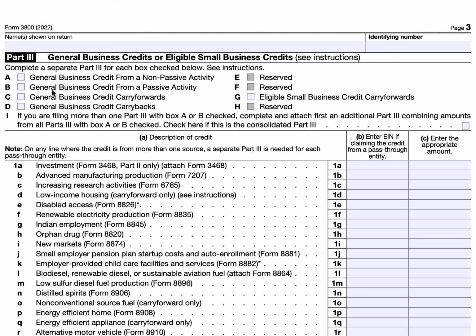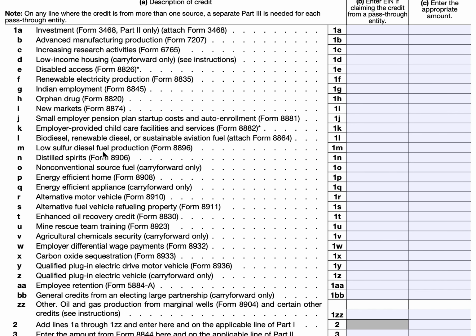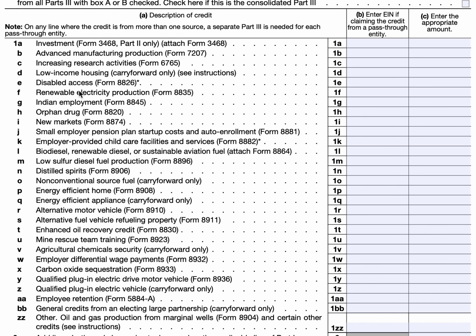For line 1, you can see that there are approximately 26, 27, 28, 29 different types of credits available. It is highly unlikely that any one taxpayer will use all of these tax credits. And then under line 1ZZ, other, these are certain tax credits from a variety of different forms.